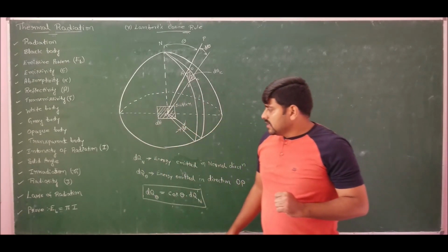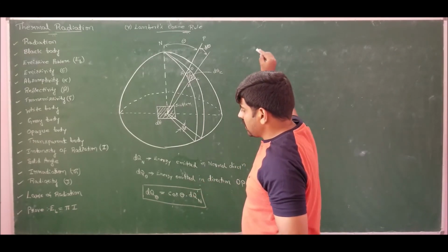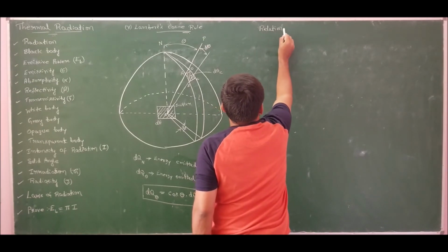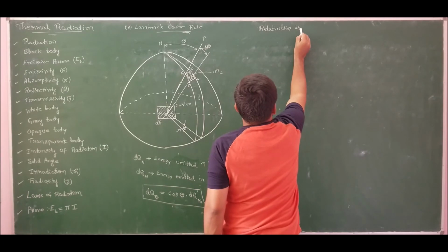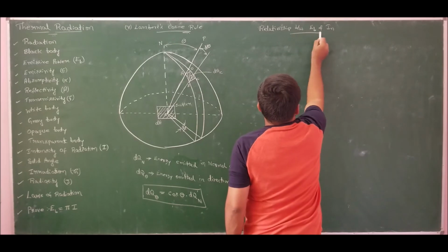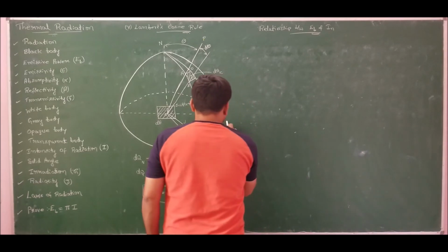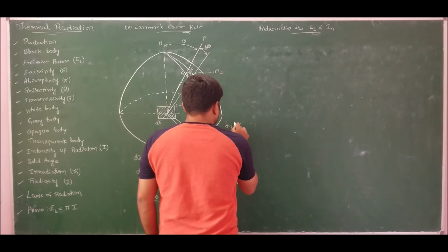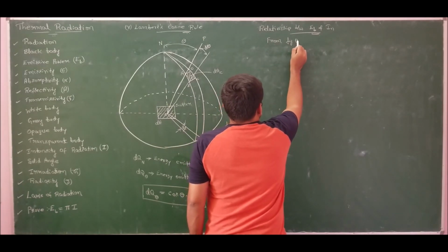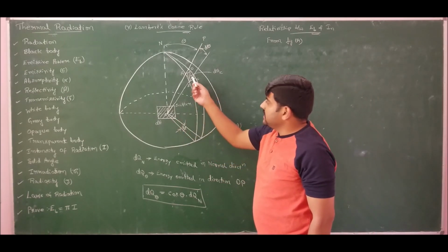Now I am moving ahead to the final topic of today's lecture, that is to prove the relationship between emissive power EB and intensity of radiation. Let us consider the same diagram. Let me call this figure A. From figure A, let this surface be the emitter and this surface be the collector.